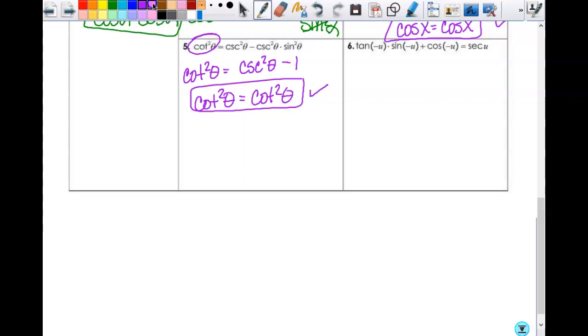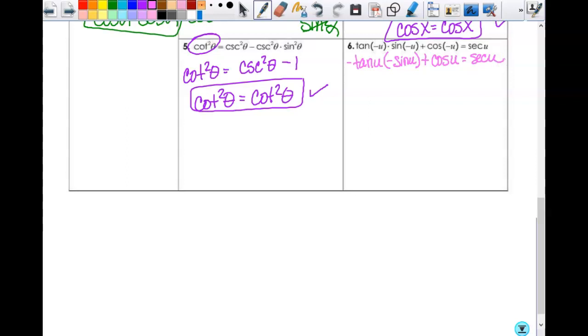So, what is tangent of negative u? Negative tangent u. What's sine of negative u? Negative sine u. Plus, what's cosine of negative u? Cosine u. No negative there. That's equal to secant u. Okay, so now my negative u's are gone and I can just handle all that stuff. Okay, we okay with all that?